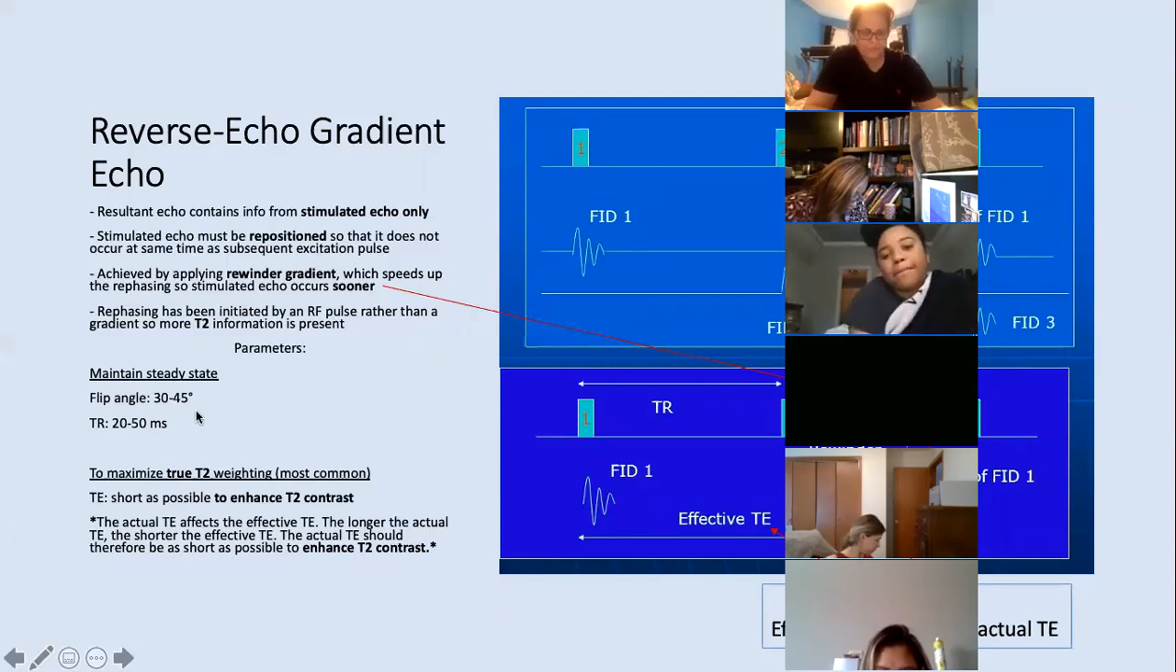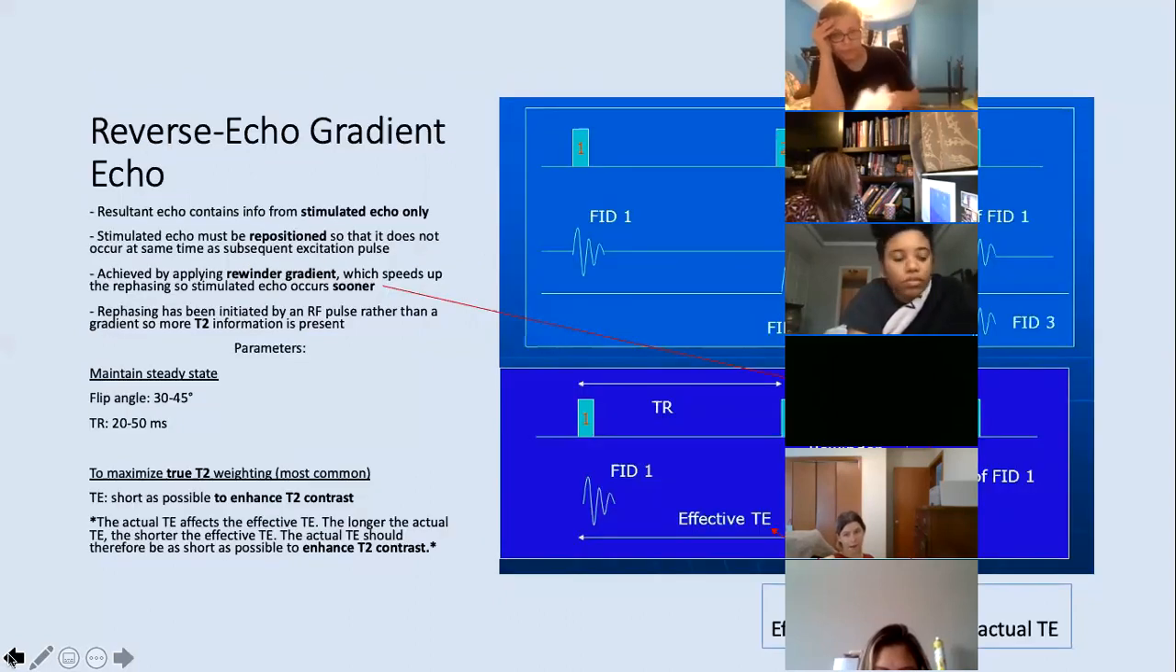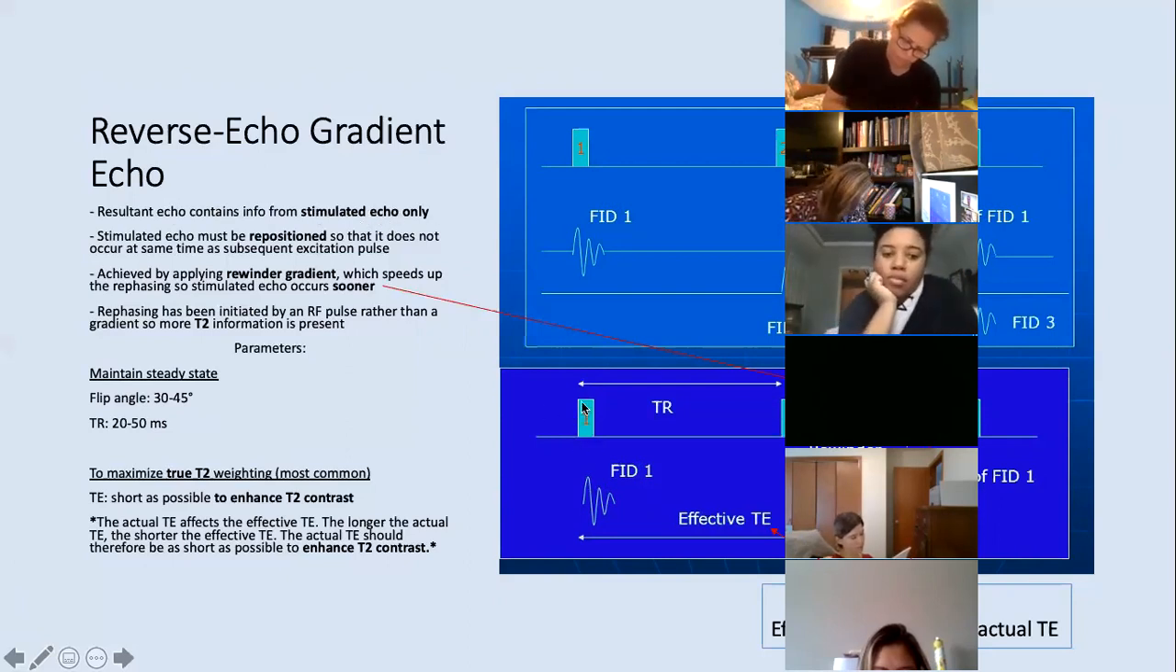All right. So last one before we end today, because I don't want to jam your head with too much information, is what we call a reverse echo gradient echo. That's a mouthful. Reverse echo gradient echo. So this is where we're collecting just information from the stimulated echo. So remember, a stimulated echo is when two successive RF pulses create a stimulated echo. And these RF pulses are less than 90 degrees. But remember, our third excitation pulse creates an FID so that they usually overlap each other.